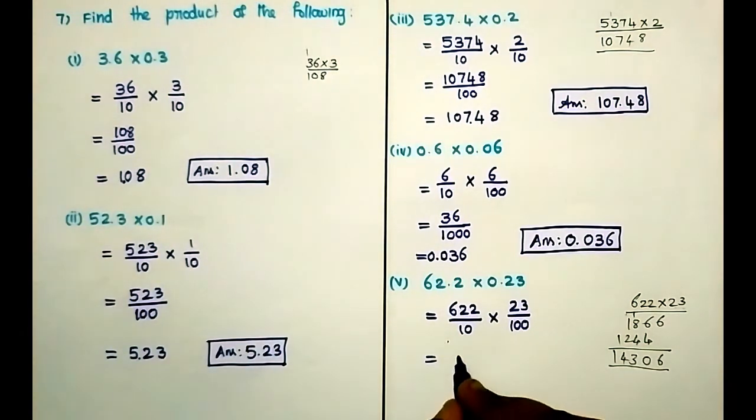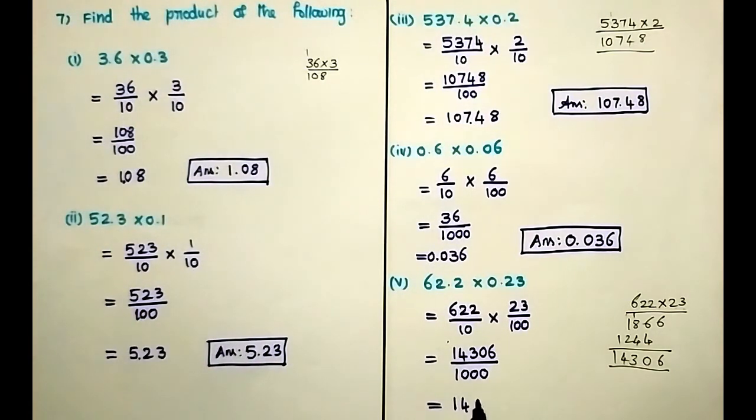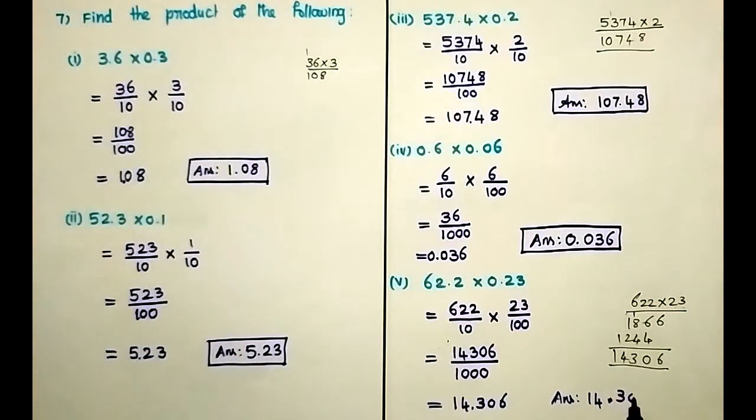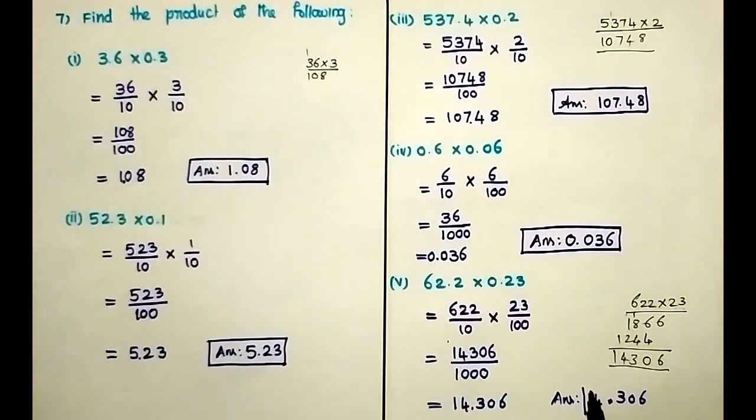So 14,306 divided by 10 into 100,000. Write down the number. Before 3 digits we have to keep the point. So 14.306. Answer 14.306. That is the answer.